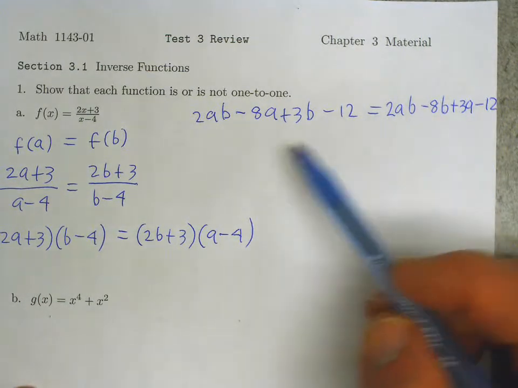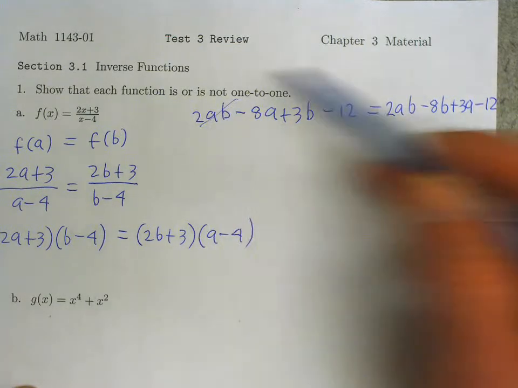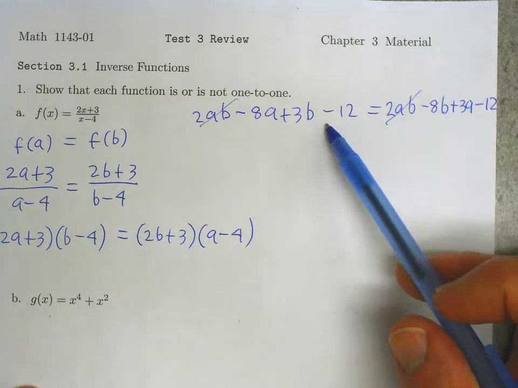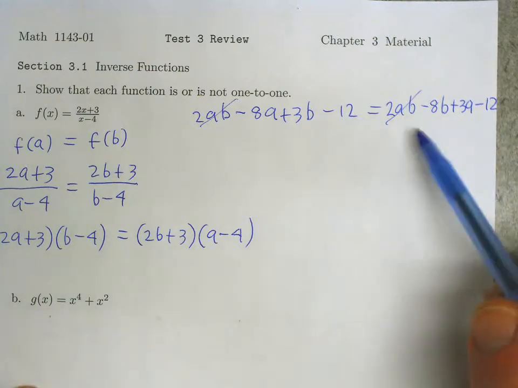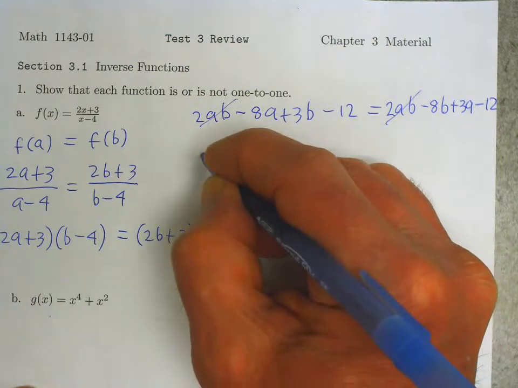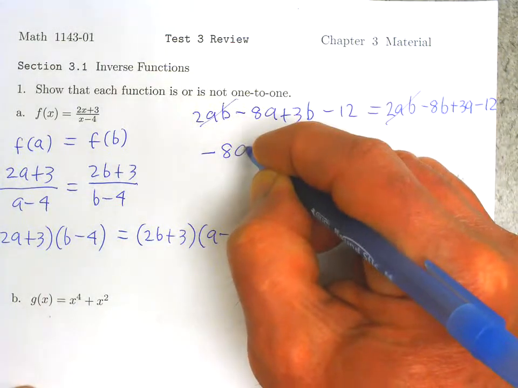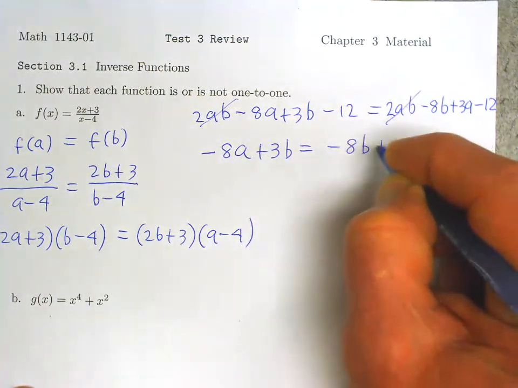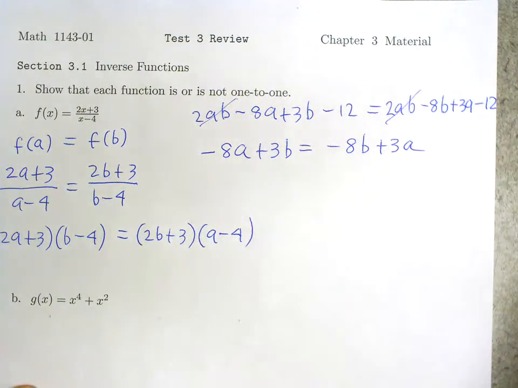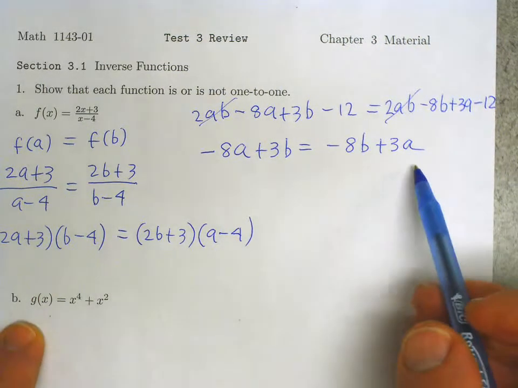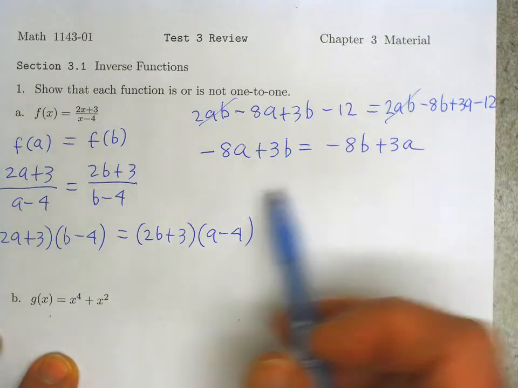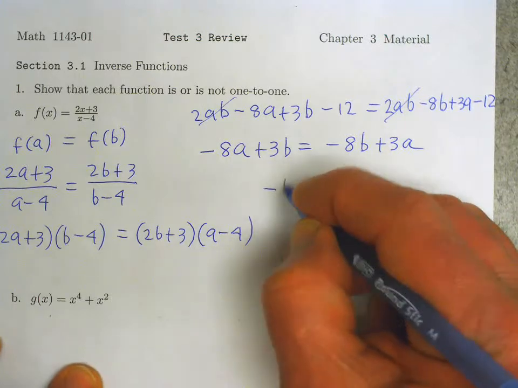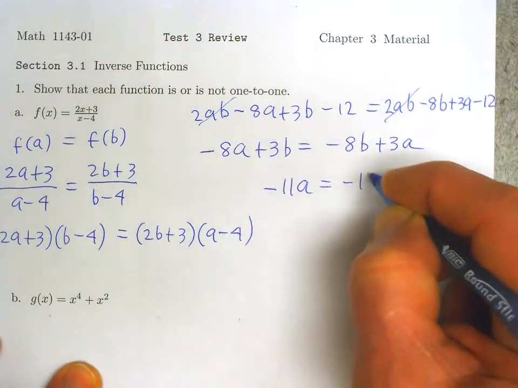Okay, so both sides have 2ab, so if we subtract those from both sides, those are eliminated. And both sides have minus 12, so if we add 12 to both sides, those are eliminated. And we're left with negative 8a plus 3b equals negative 8b plus 3a. And then we can do a couple of things at once. We can subtract 3a from both sides and subtract 3b from both sides. And we'll get negative 11a equals negative 11b.